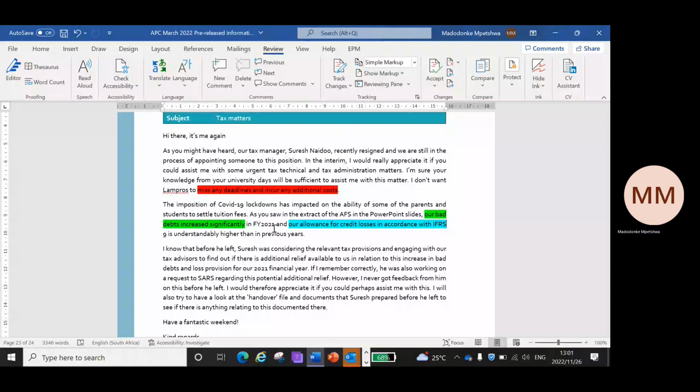the ITR 14, where do you disclose this? Where do you disclose your bad debts?